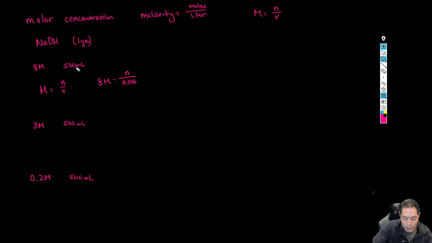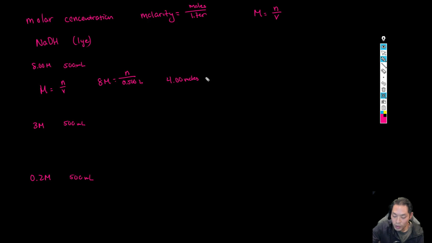0.500. Let's just say this was 3 sig figs. Now, in order to figure out how many moles of NaOH I need, I'm just going to multiply both sides by 0.5, and I get 4. Let me just make sure I can do my simple math. Sometimes I make the dumbest mistakes. I want to bring it out to 3 sig figs. Let me change this up because this is just 1 sig fig. Let's say I wanted an 8.00 molar solution. Then that will give me 4.00 moles of something, which is what I need.